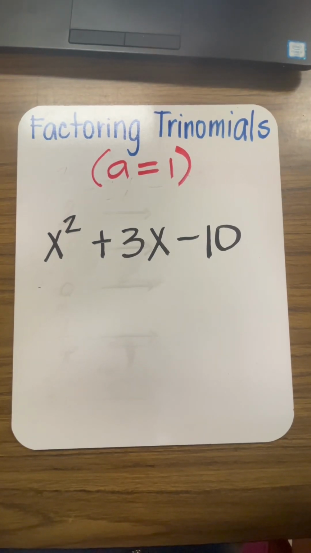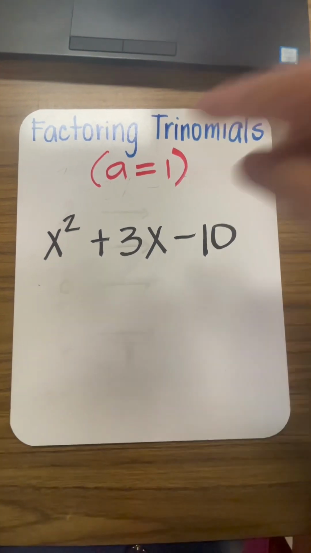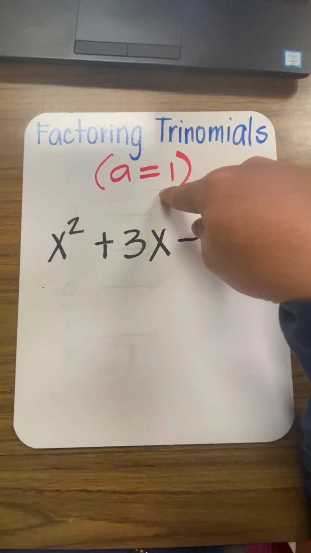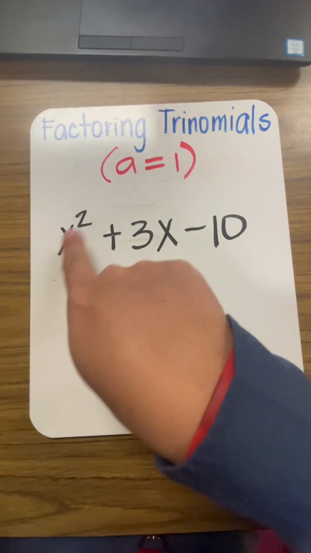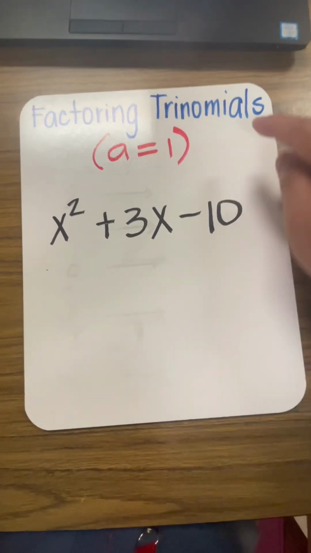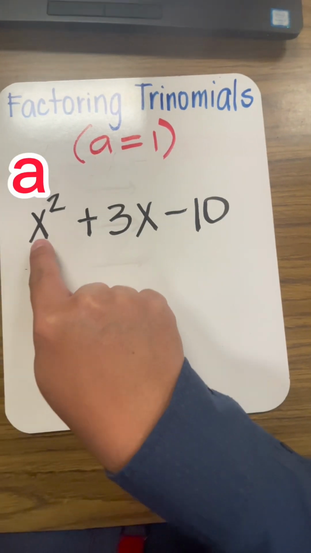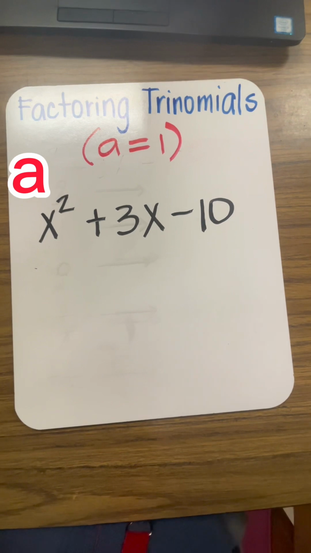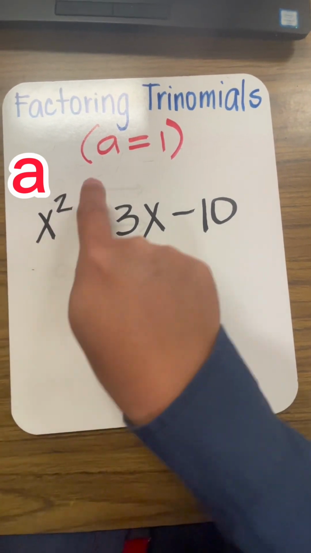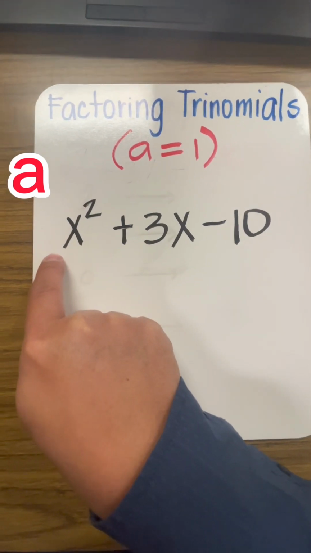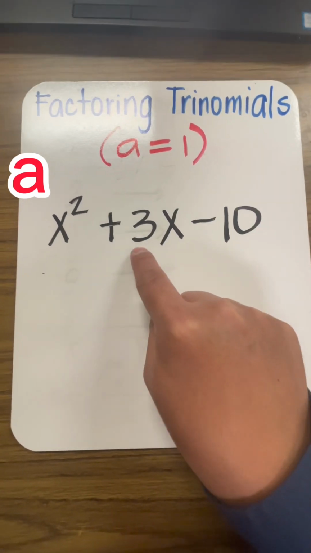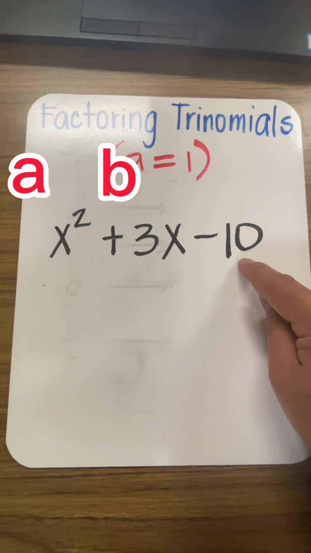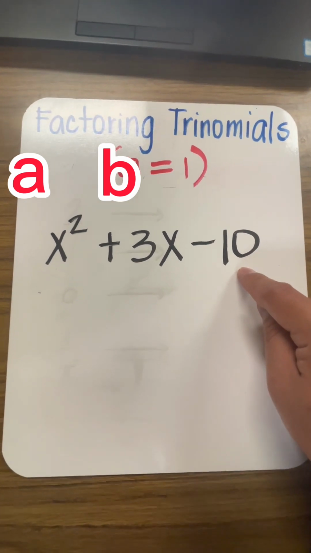In this video, I'm going to show you how to factor trinomials with a equals 1. This a is the number that you see in front of the x squared, and there are three terms here because this is a trinomial. So the number in front of your x squared is your a. As you notice, I have an invisible 1 here, and the number in front of the x term is your b, and the constant, the number without the variable, is your c.